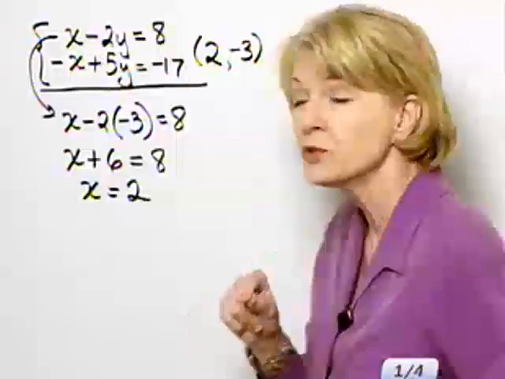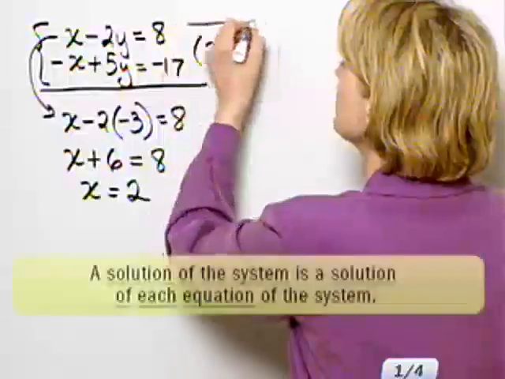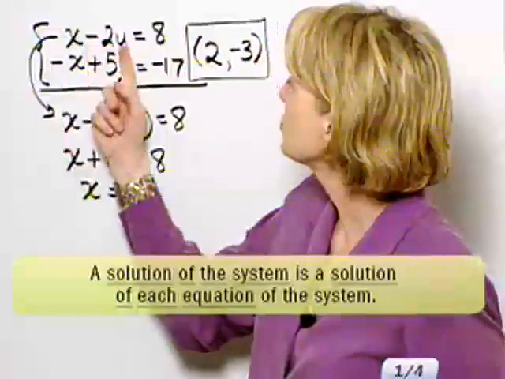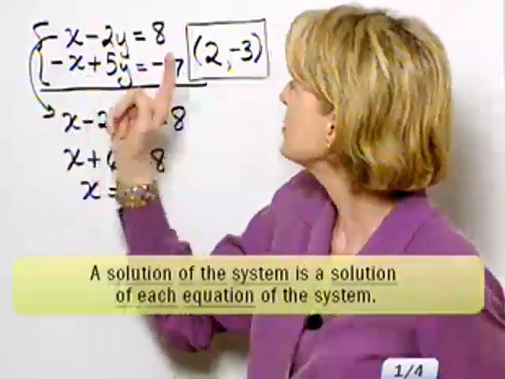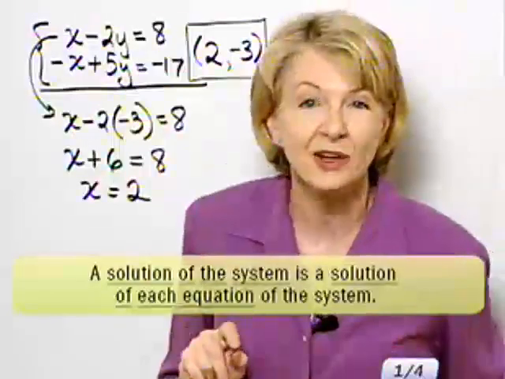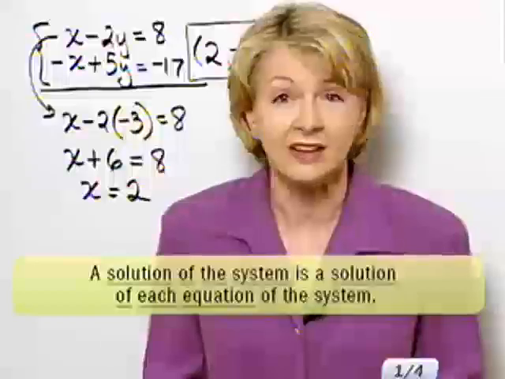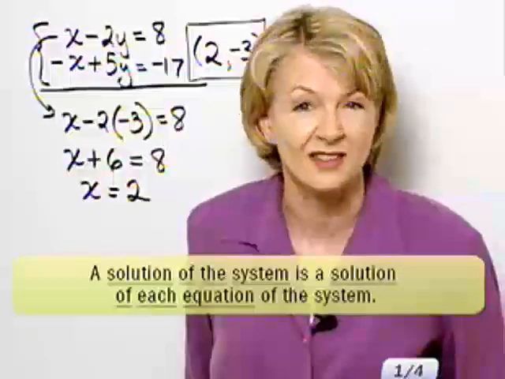Now I'll let you check. How do you check to make sure that this is the solution of the system? Let x be 2 and y be negative 3 here. Make sure it's a true statement. Let x be 2, y be negative 3 in the second equation. Make sure you have a true statement. You will, and then you are assured that this is the solution of the system.